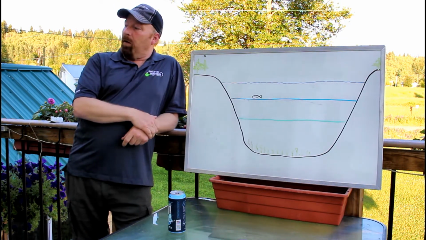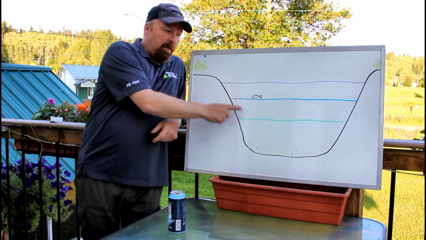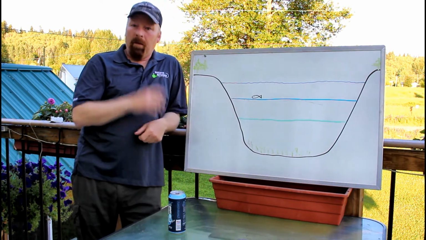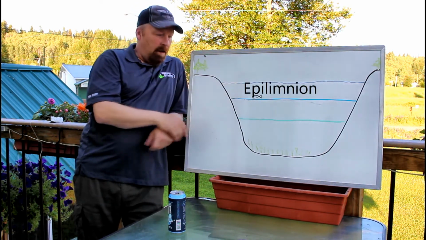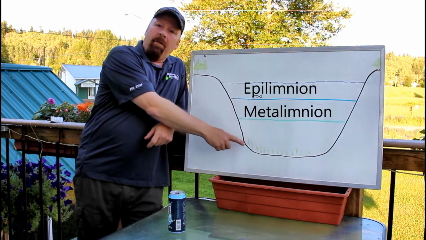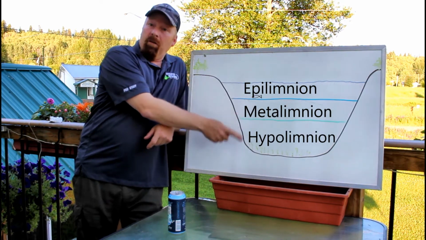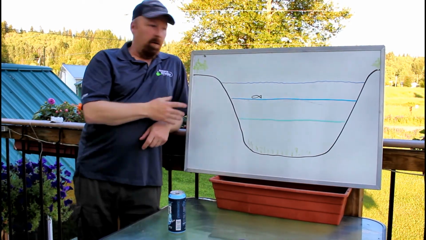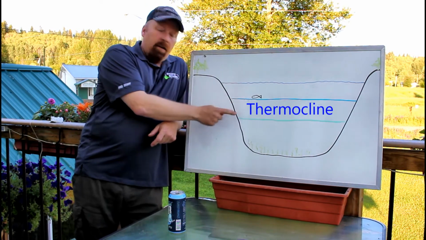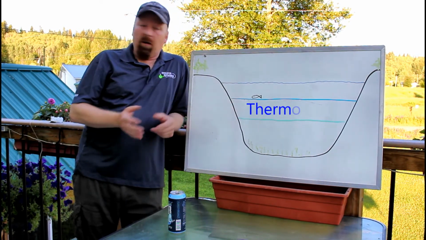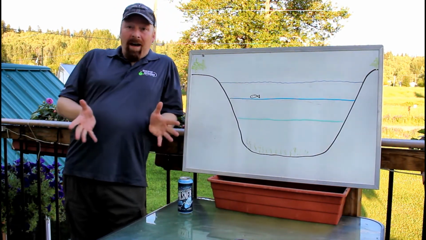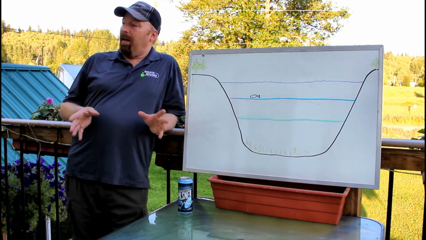Here's my fancy board here. There's three main sections on a lake: the epilimnion, the metalimnion, and the hypolimnion. So I call it the top, middle, and bottom because those names are ridiculous to remember. The middle layer is where you'll find the thermocline. I'm going to try and keep this uncomplicated.